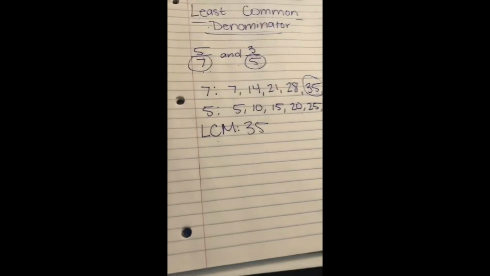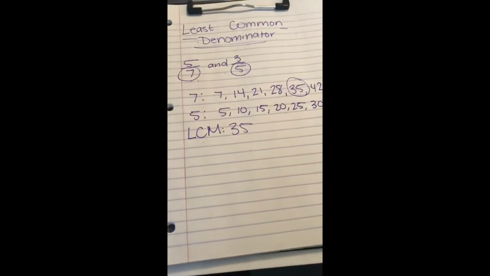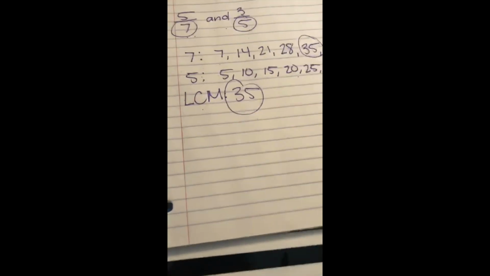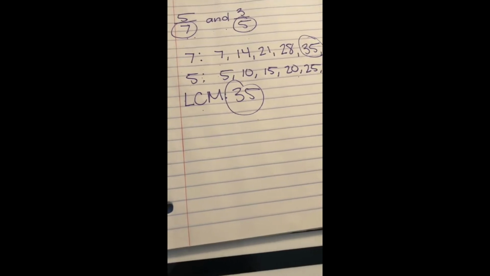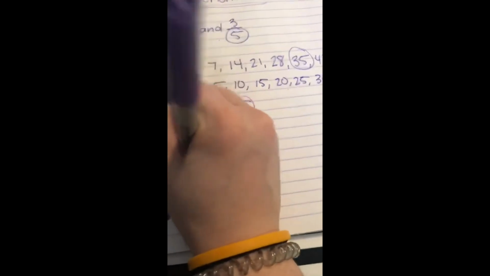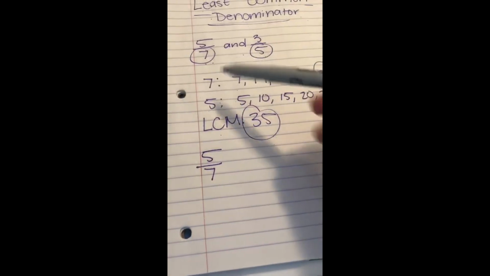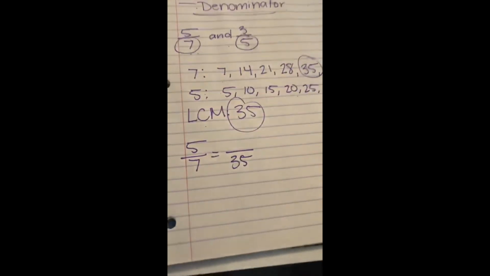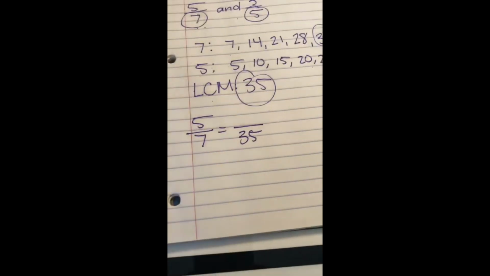So then the next thing I do is I need to make these, so like if your question was just what's the least common denominator, 35 would be your answer. But I also want you to kind of figure out how to turn these into equivalent fractions so that you could then add or subtract them. So you would do 5/7, because that was one of our original fractions, and I want the new denominator to be 35. So you're going to do this just like you used to do equivalent fractions.